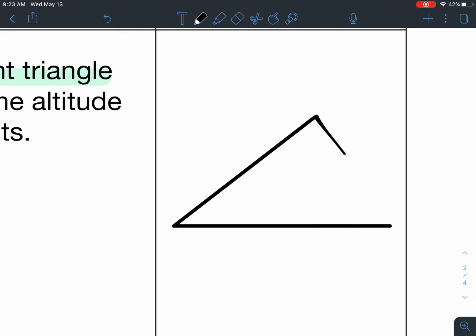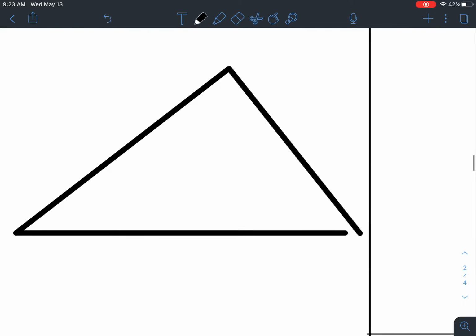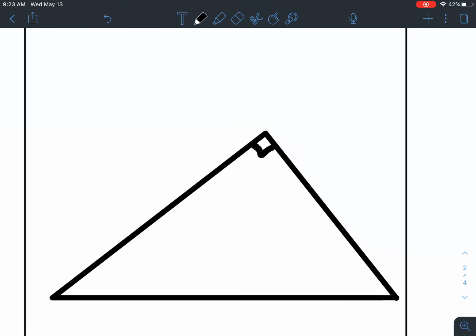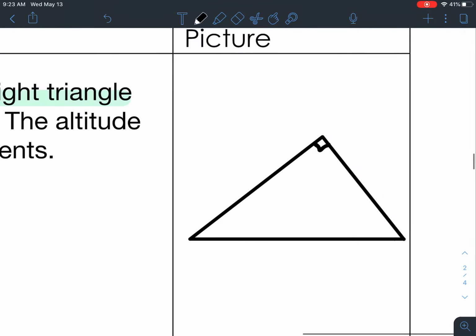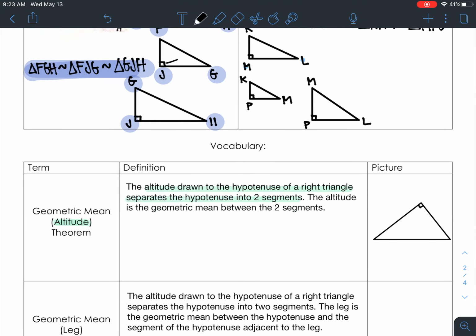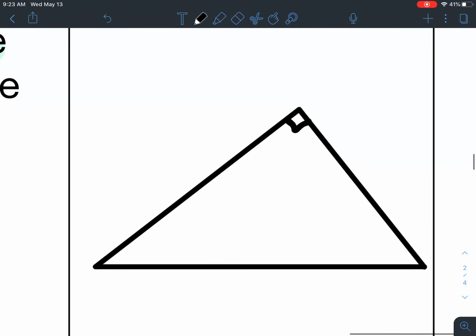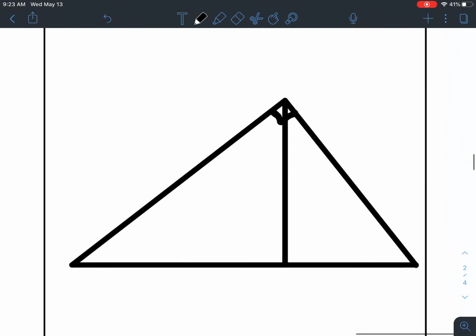Like that. I think I'm going to have to extend that hypotenuse a little bit. Okay, and then let's mark your right angle. So this is the original right triangle. But what it's saying is that the altitude is going to be drawn to the hypotenuse of that right triangle. So we're going to draw in our altitude.